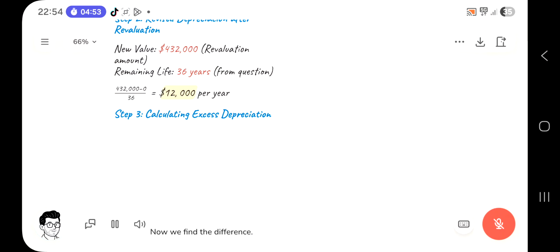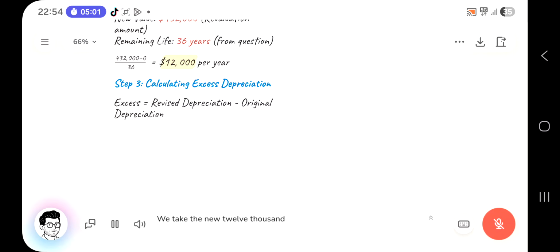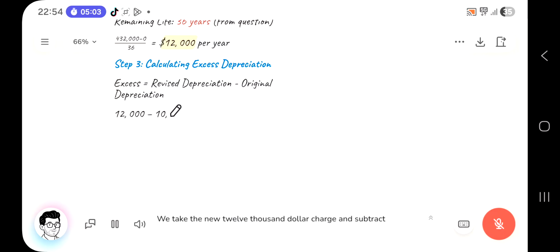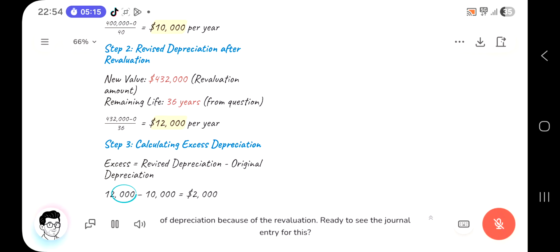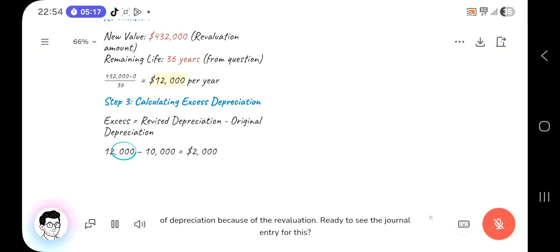Now we find the difference. This is what we call the excess depreciation. We take the new $12,000 charge and subtract the old $10,000 charge. That gives us an extra $2,000 of depreciation because of the revaluation. Ready to see the journal entry for this?